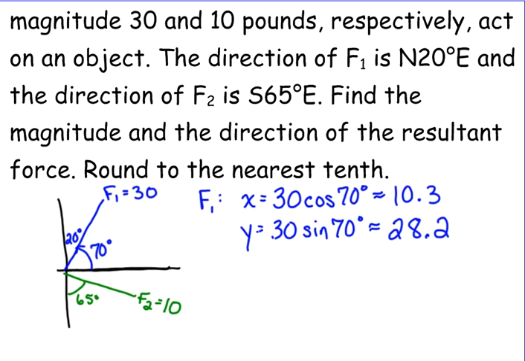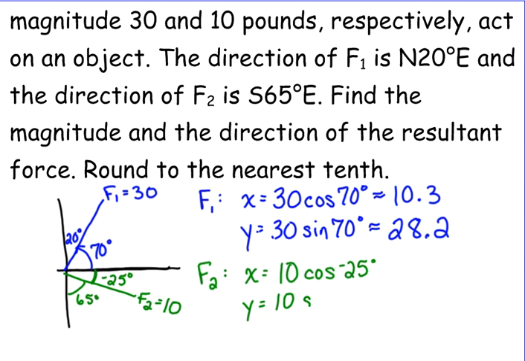Let's do the same thing for force 2. The x is 10 cosine 65? No. What should we put in there? You got two choices. We can go with negative 25. We can use negative 25. Or if you don't like negative angles, we can add 360 to that. So we could use positive 335. I prefer just to use the negative, personally.